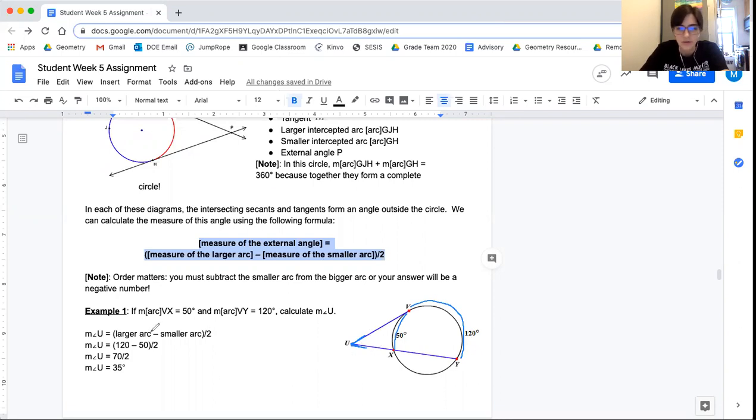And when we say external, we mean external to the circle, so it's outside of the circle. So I do the larger arc, which is 120, minus the smaller arc, that's 50, and then I put that divided by 2. 120 minus 50 is 70, so I do 70 divided by 2. This angle, angle U, is 35 degrees. So I can use that formula to solve for external angles. Now that we've looked through an example, let's go do the first practice question.